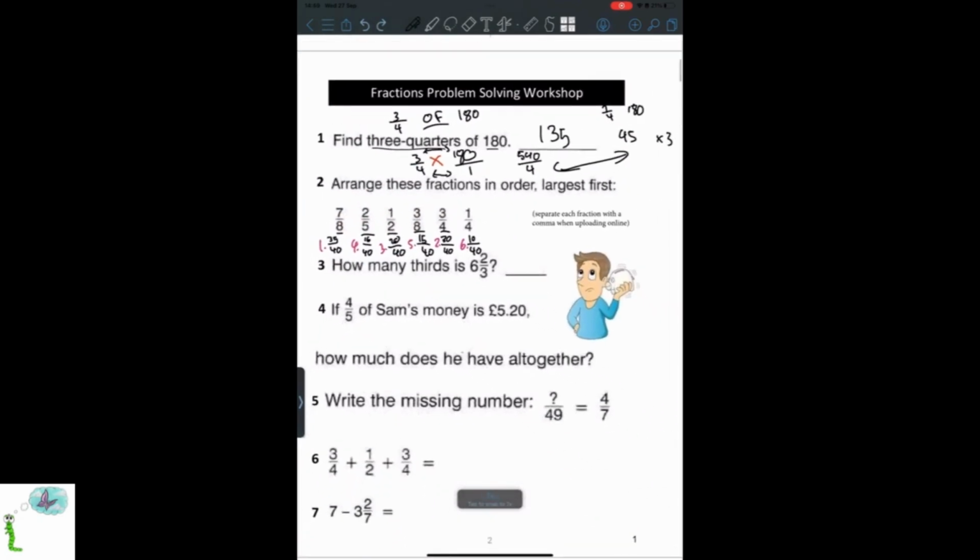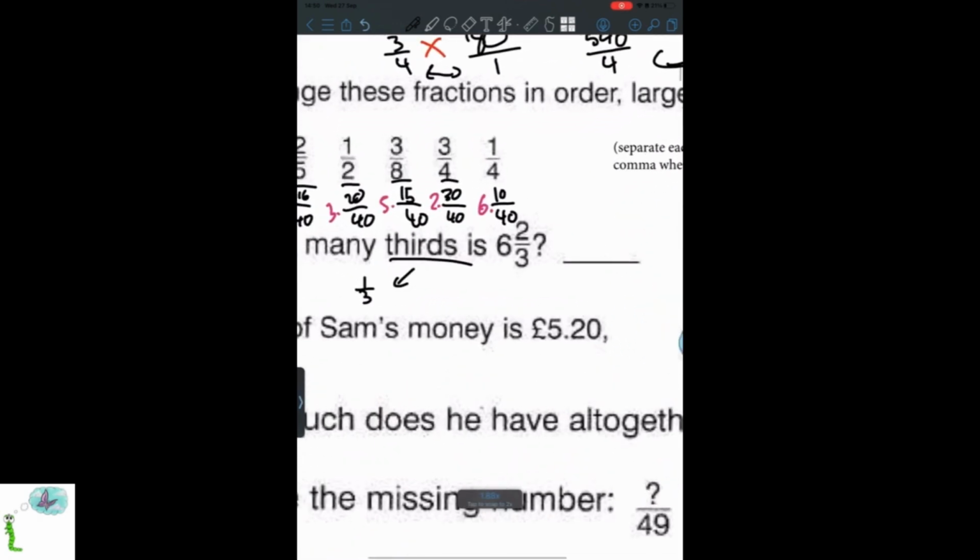Okay, let's move on to question 3. How many thirds is 6 2 over 3? So how many thirds? A third is this number, right? We have to ask how many of these will make up that. What we can do, figure out how many thirds, so if we add 3 thirds, what do we get?